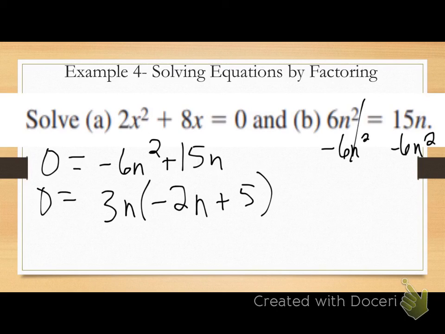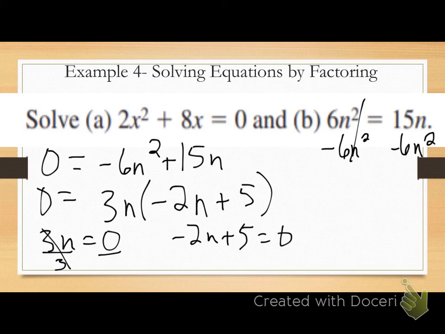They no longer have any n's in common either, do they? So I got the GCF. Now what do I do? You do the zero product property. 3n equals 0. Negative 2n plus 5 equals 0. This one's pretty easy. Divide by 3. What does n equal? 0. Everyone okay with that one?